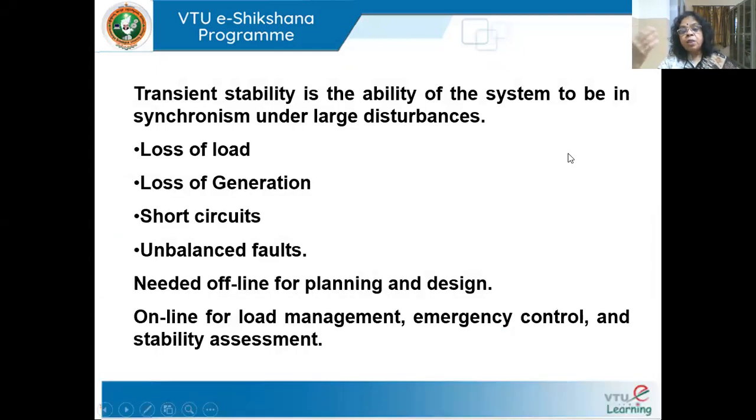So we saw that all these faults are large. So what constitutes a large fault? A loss of load, a sudden loss of load, loss of generation. A chunk of generation is lost. One generator, 500 megawatts generator goes out of step. Short circuits, unbalanced faults, single line to ground, double line, and so on, double line to ground.